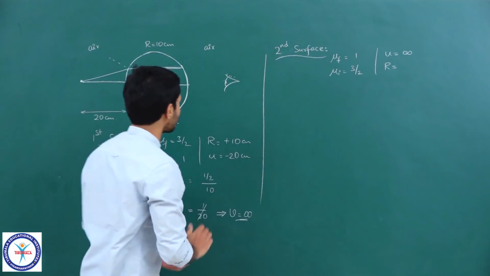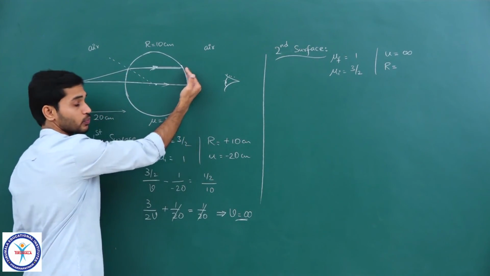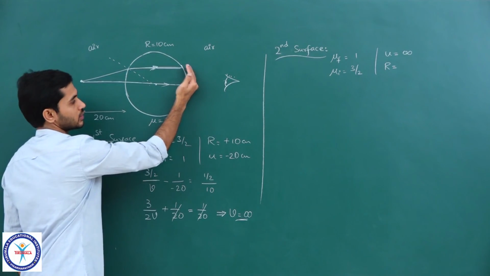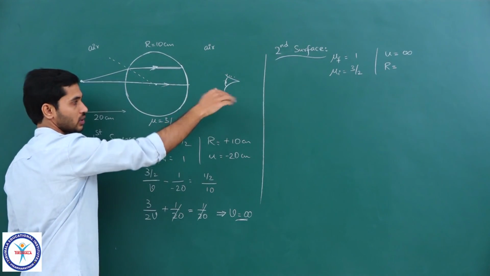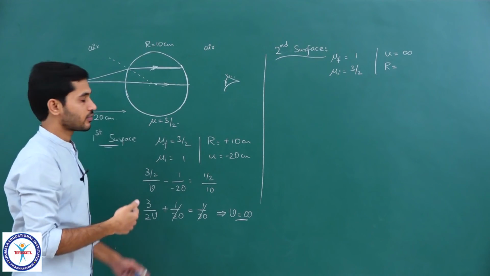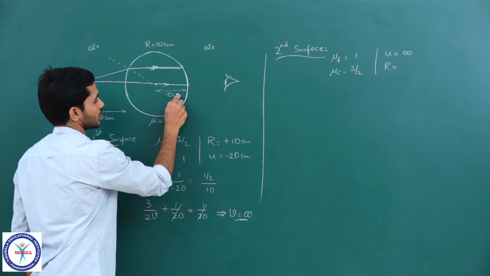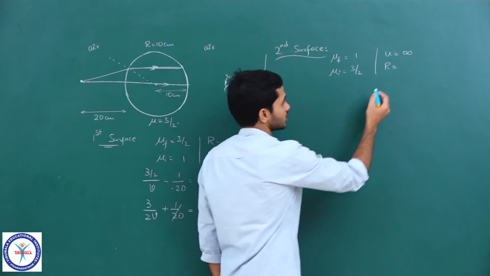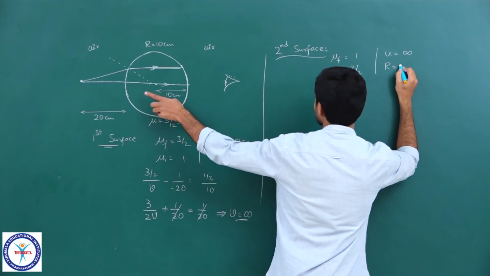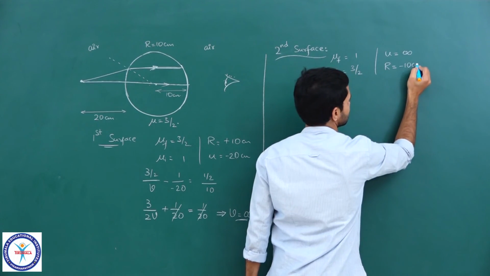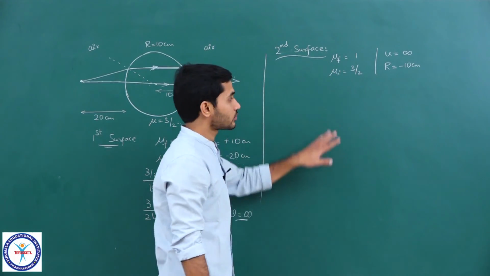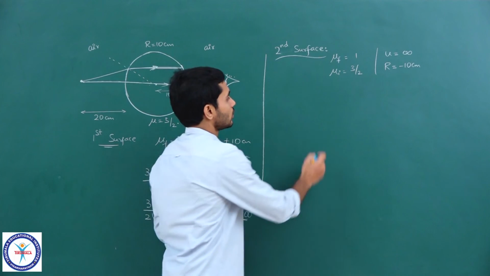what is R? What is R value for this surface? Is it positive or negative? Center is here, light rays are this way, center is on the other side. So, negative, and the value would be 10, correct. So, 10 centimeters, but on the other side, so minus 10 centimeters. So, that is it, students. So, just substitute the values now.